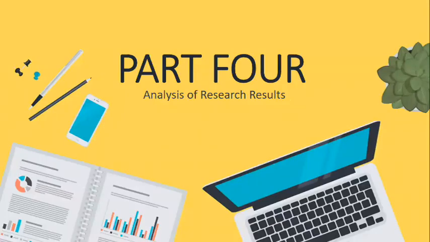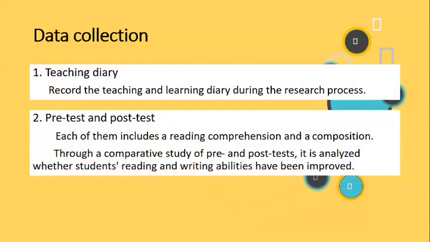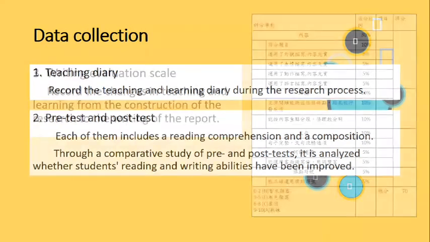Part 4 here is the analysis of the research results. For the first part, there will be the teaching diary. I need to collect data here. I will mark down the students' learning atmosphere and their learning motivation. The second part, I will use pre-test and post-test papers to see whether students can understand through my action research and whether they can improve their reading and writing abilities.